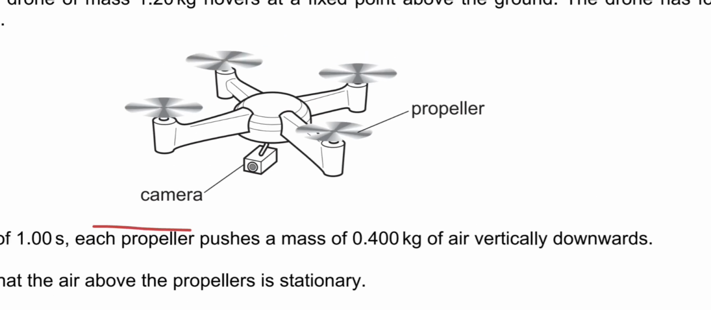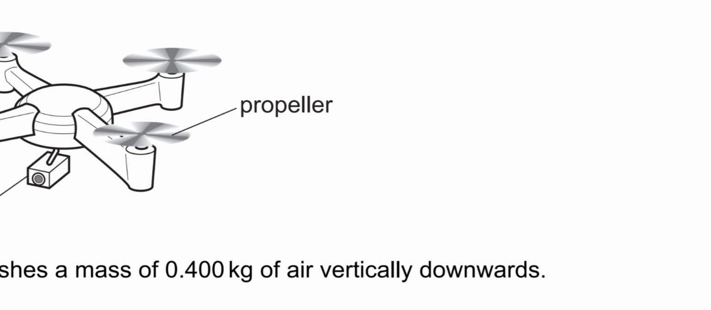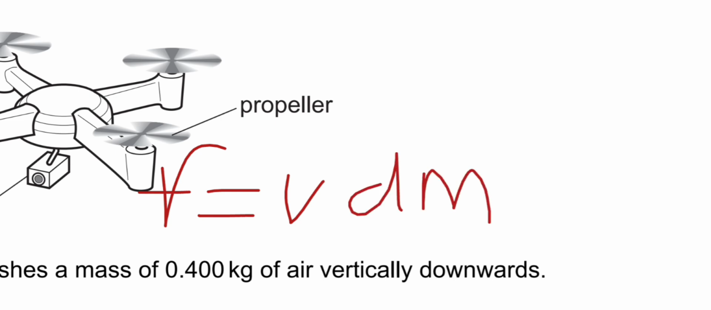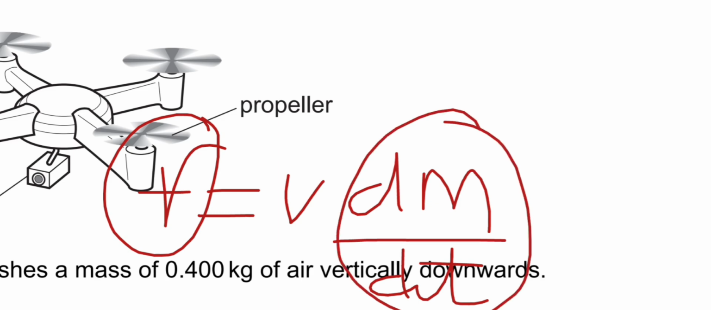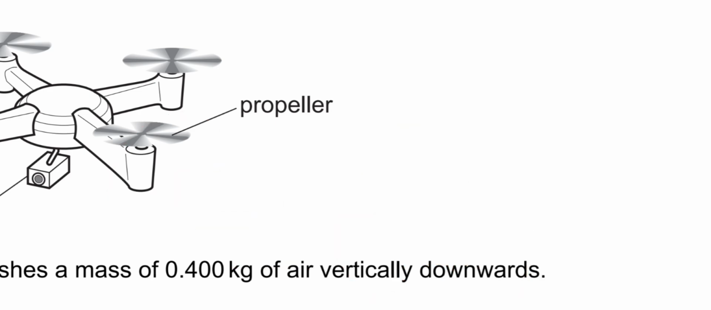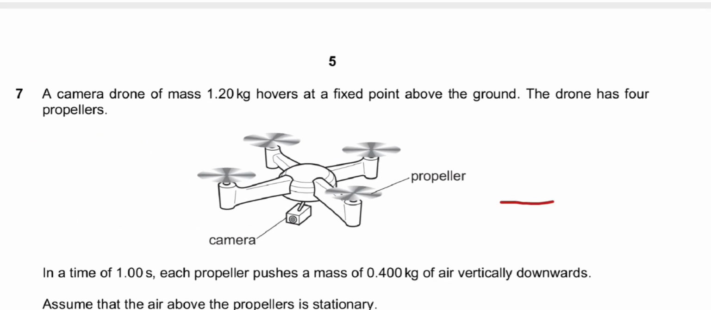So I can apply the formula F is equal to v dm over dt. By applying this formula, if I find the force that each propeller is causing, and I find this rate of change of mass, I can easily find this velocity. So in our question, we're given that this drone has a total mass of 1.20.